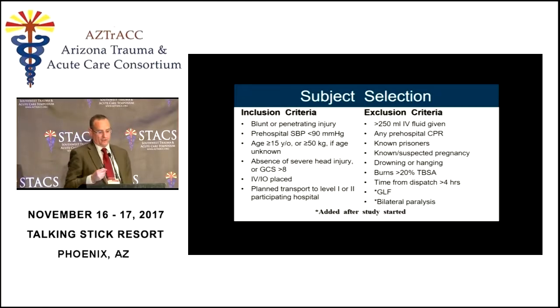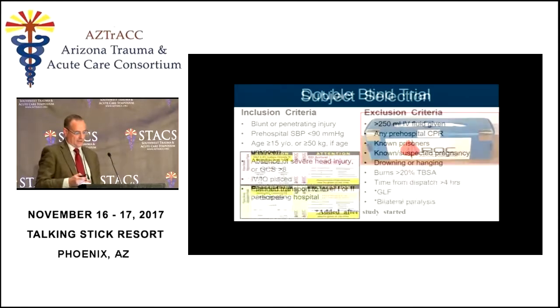We included blunt or penetrating patients with a systolic blood pressure less than 90 who did not have evidence of a traumatic brain injury. We did not include traumatic brain injury patients. That is not appropriate for hypotensive resuscitation at this point in time. We excluded prisoners, patients with burns, or anybody who got CPR.